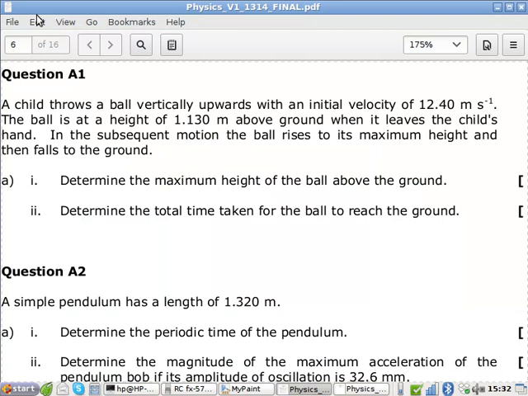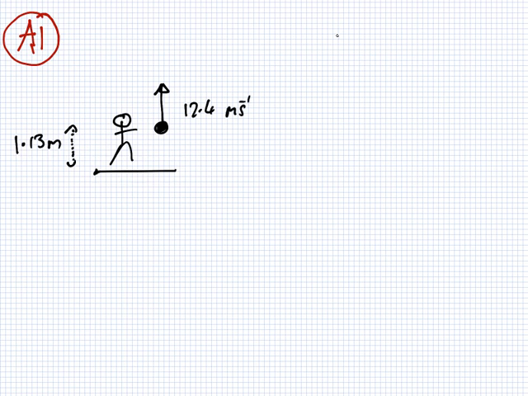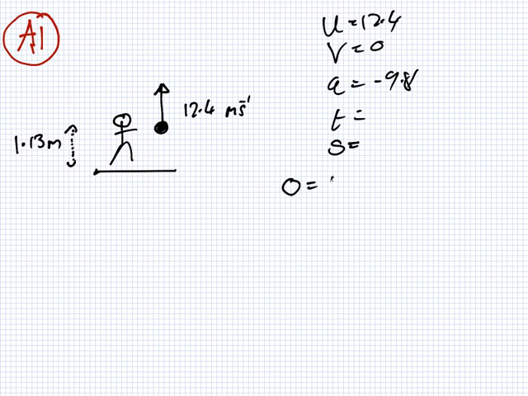Okay, so we have here a child throws a ball with a velocity of 12.4 and the height is 1.13. So here is the problem like this. Come on. What's the height of the ball at the beginning? 1.13 meters. And the velocity upwards? 12.4 meters per second. So for maximum height, U is 12.4, V is 0, A is minus 9.81, T we don't know, S we want. So we'll go with V squared equals U squared plus 2AS. So then the S would be 12.4 squared over 2 times 9.81.